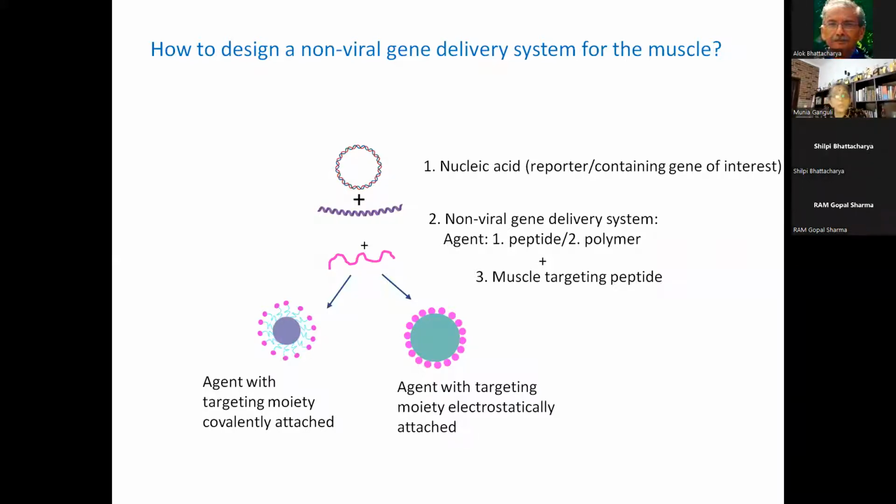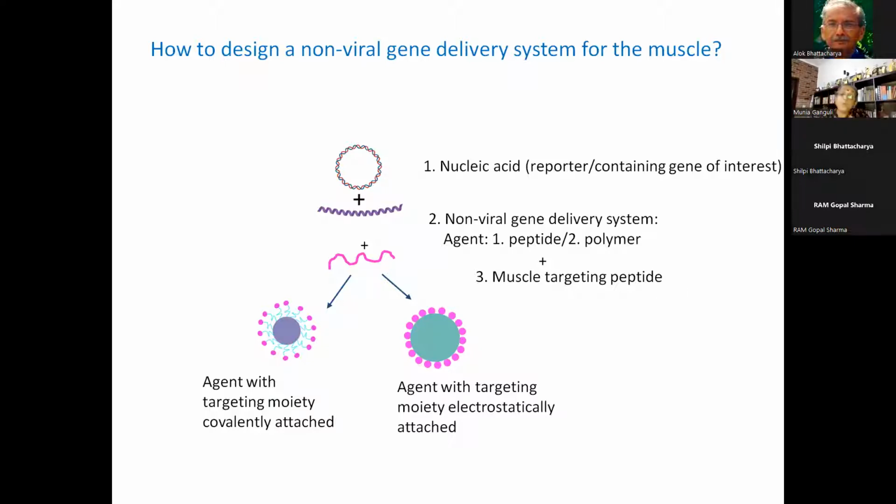Now, what are we doing in this space in the context of GNE myopathy? Our aim here is to design a non-viral gene delivery system that will go to the muscle. To do that, there are three components that I'll be talking about here. Primarily two components I'll cover, but I'll mention the third one as well. The first component is the nucleic acid itself. That is a plasmid that has the GNE gene. That is my gene of interest.